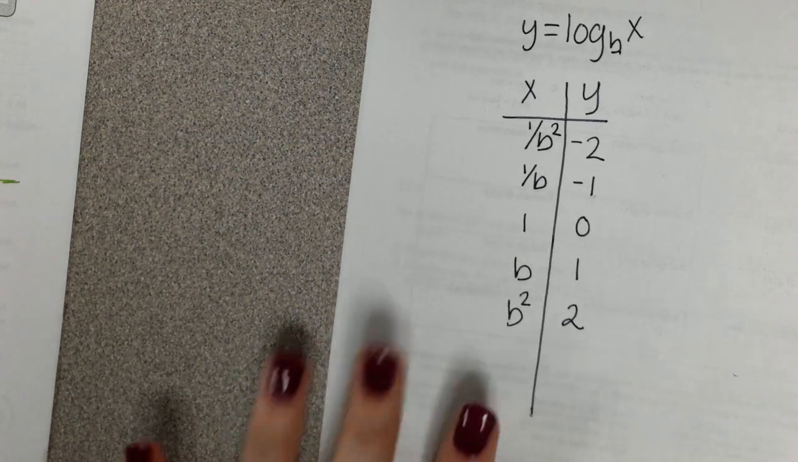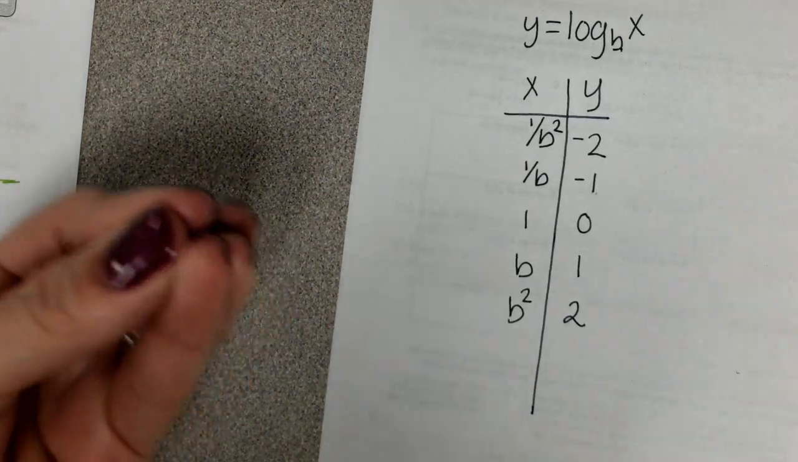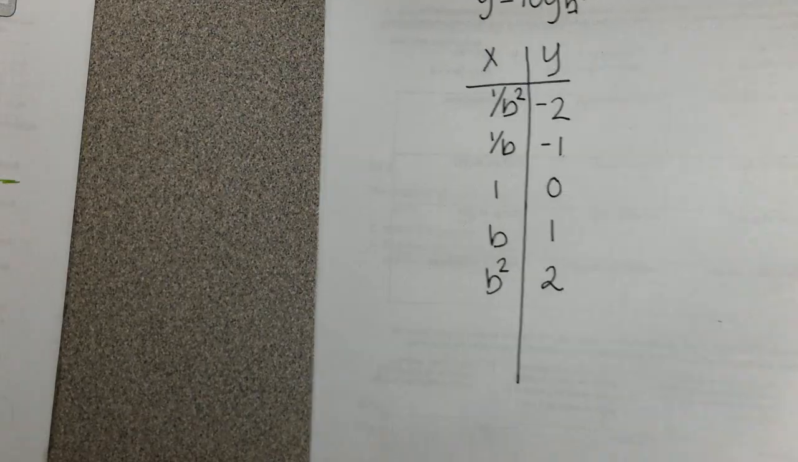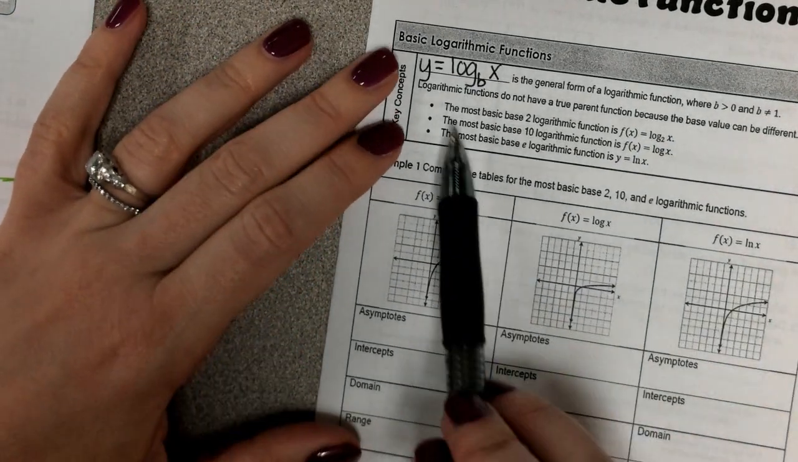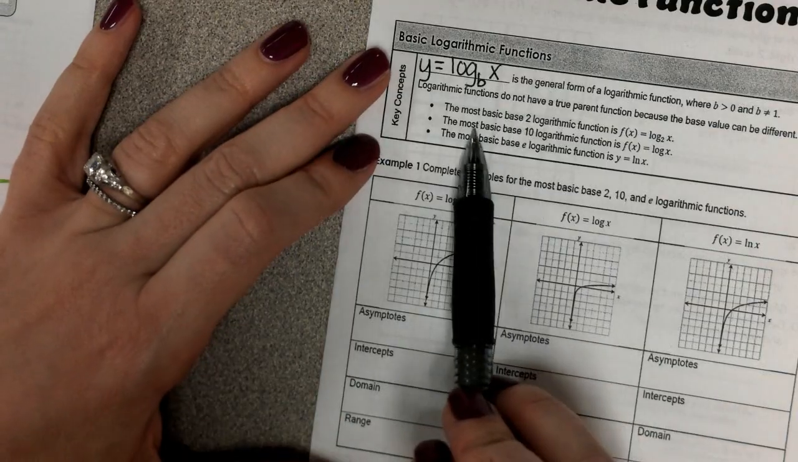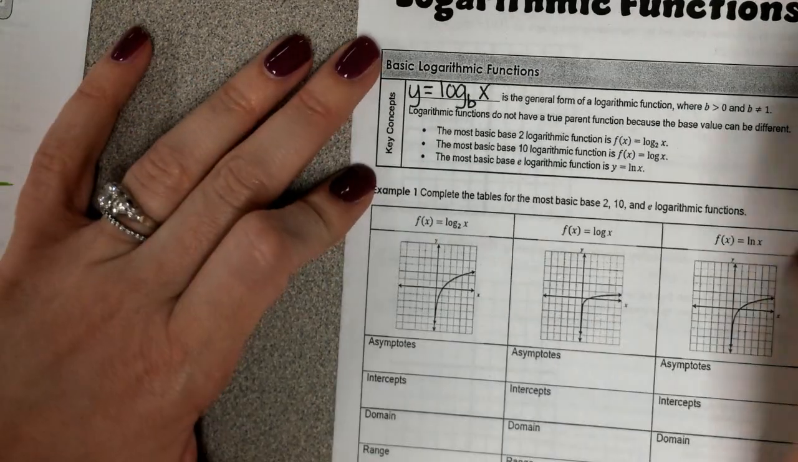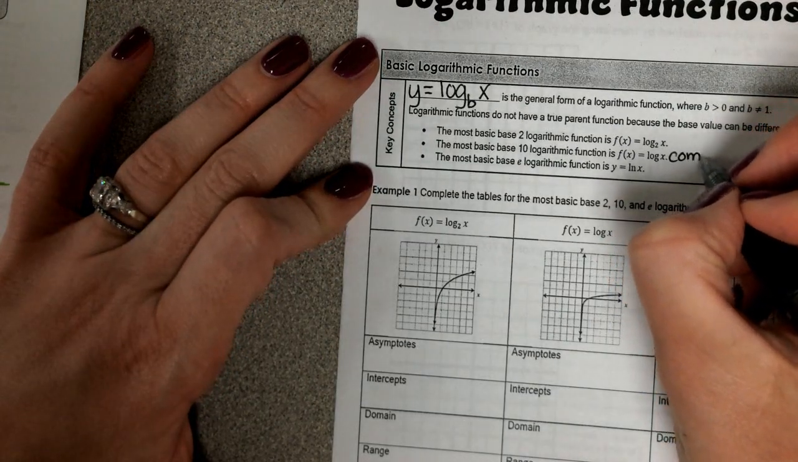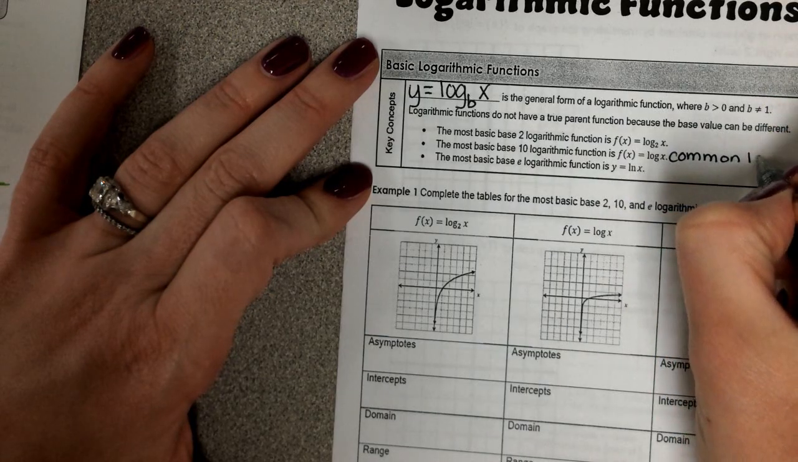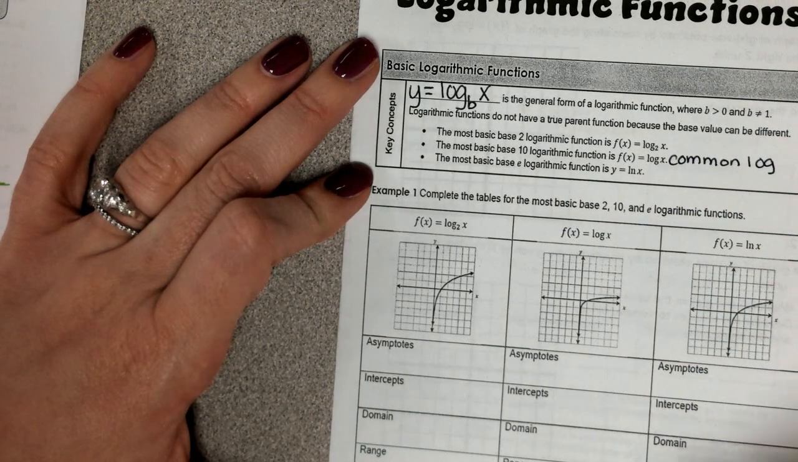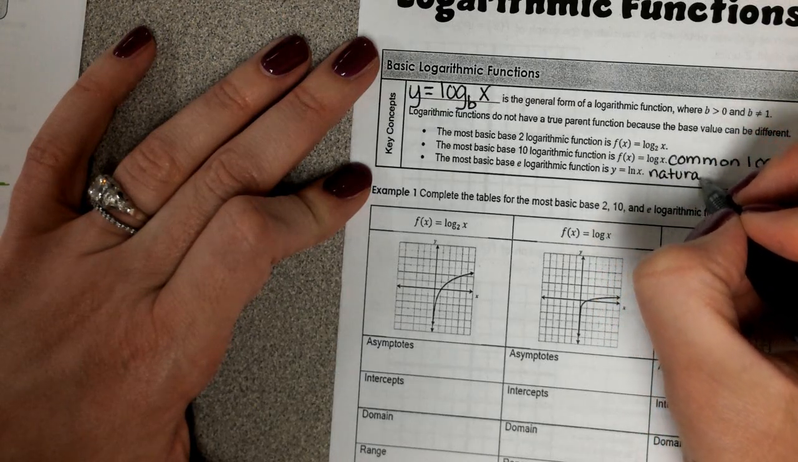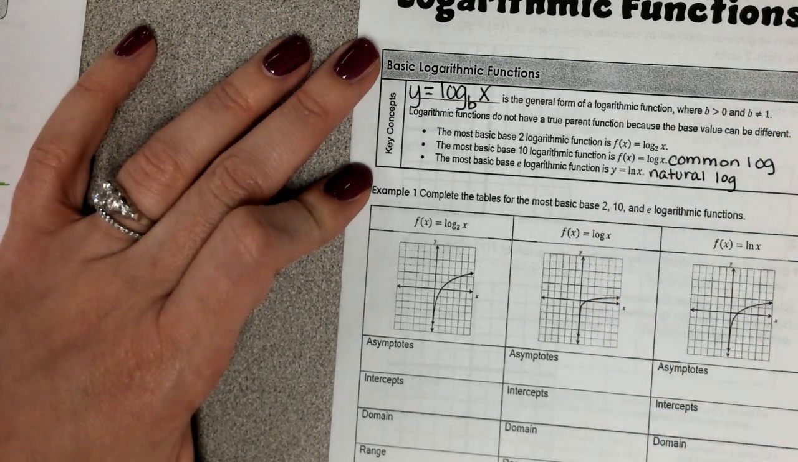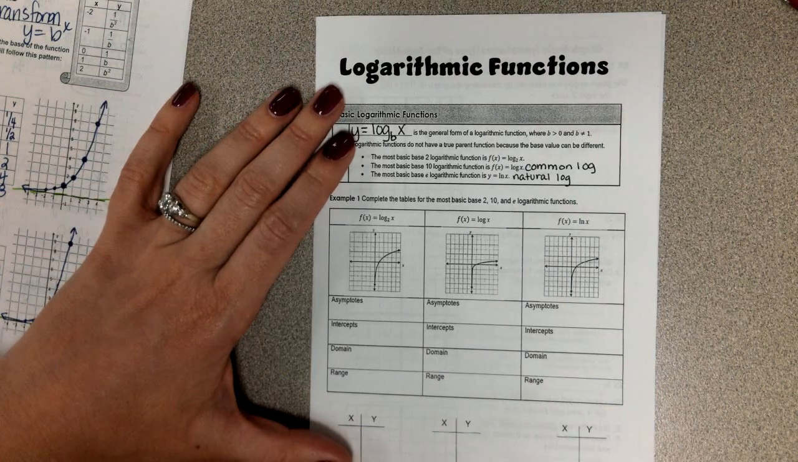But realistically, what I would ever ask you to graph, or at least understand graphs of, would just be any of these three. The most basic, base 2, base 10, that's your common log. Remember that from yesterday? Base 10 is your common log. And base e, that's your natural log.